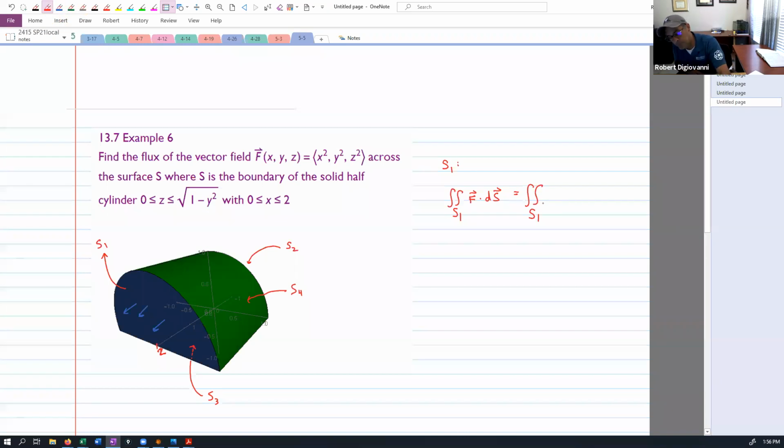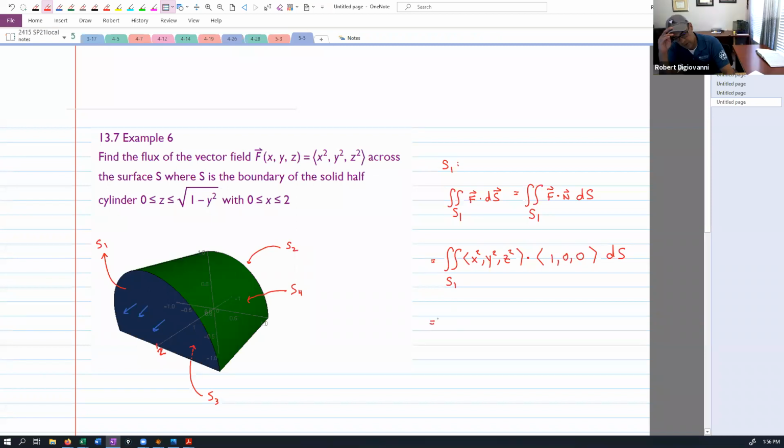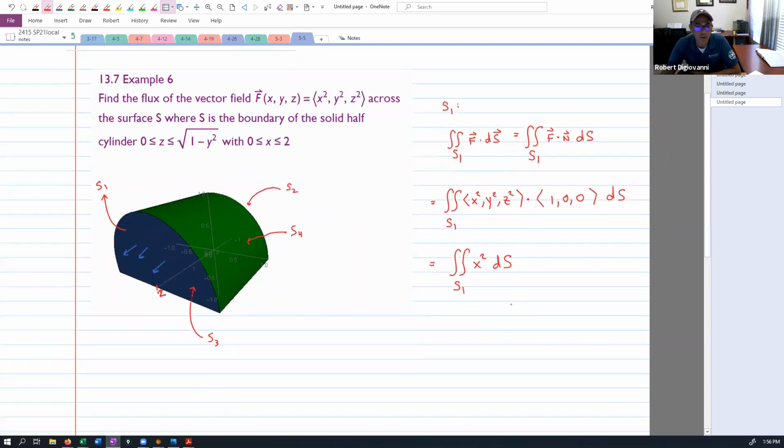So I'm going to be using this formula: the surface integral of F dot N dS, which should equal the double integral over S1 of F, my vector field x squared, y squared, z squared, dotted with the normal vector. And what's that normal vector for S1? It's 1, 0, 0. And so this just becomes the surface integral over S1 of x squared dS.